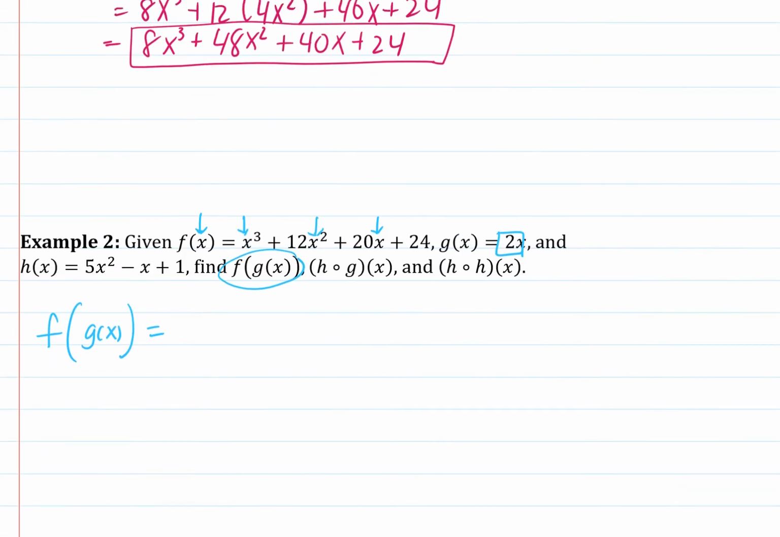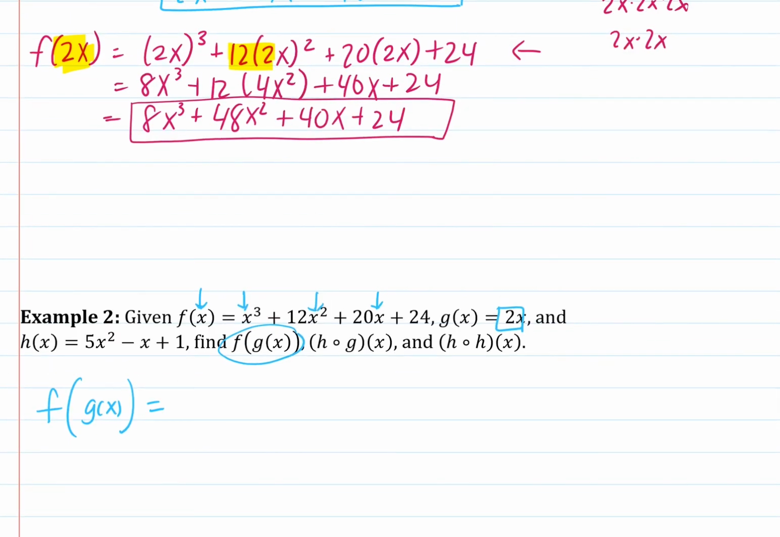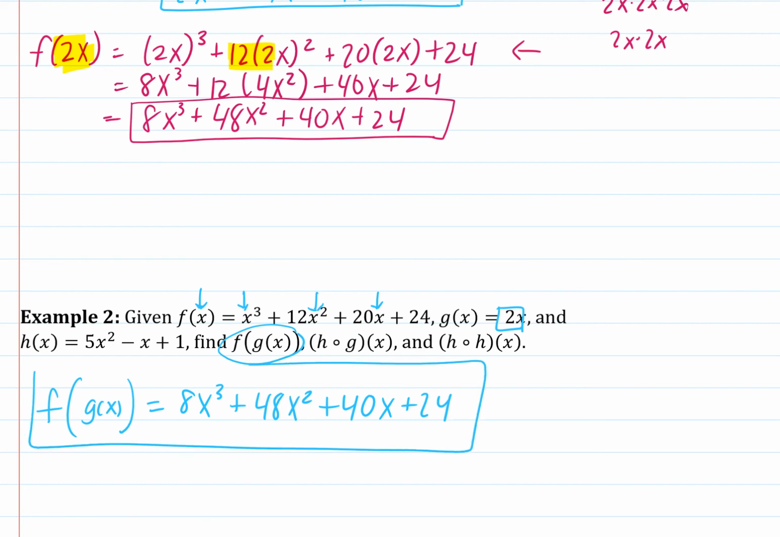No need to do the same work again twice. This is just showing that what we did up in example 1, where we substituted 2x into the function every single place where we saw an x, that's function composition. We can call that function f of g of x. Okay, let's take a look at the next example.